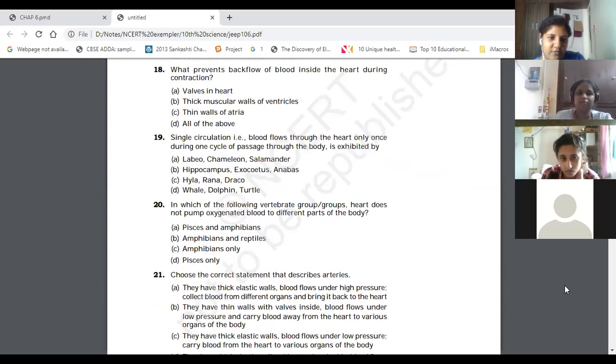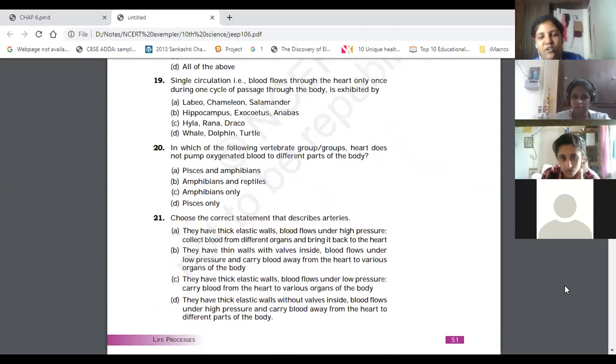Hyla, Anas, Draco. In which of the following vertebrate groups does the heart not pump oxygenated blood to different parts of the body? Only Pisces.